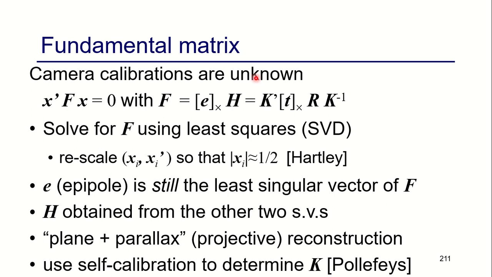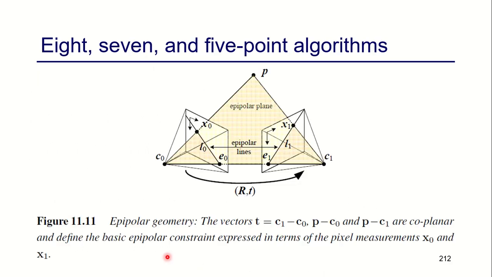And the camera calibrations are unknown in the case of your fundamental matrix. So you have to solve for F using least squares. You rescale it, and e is the epipole, which is still the least singular vector of F, and H is obtained from the other two SVs. And plane plus parallax projective reconstruction is used, and use self-calibration to determine the K.